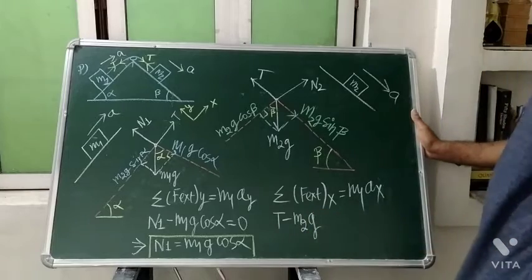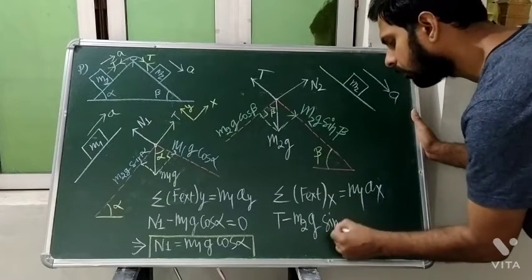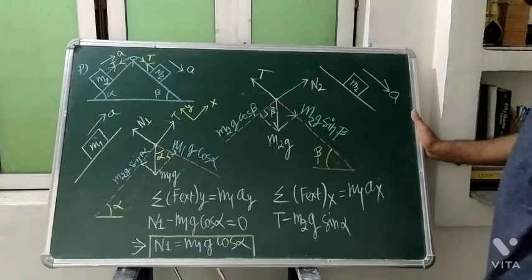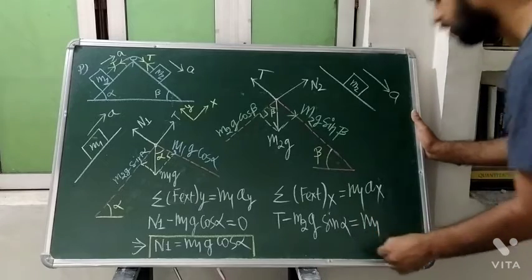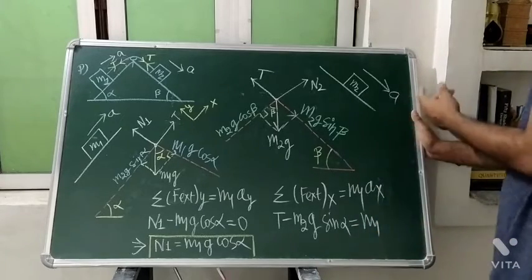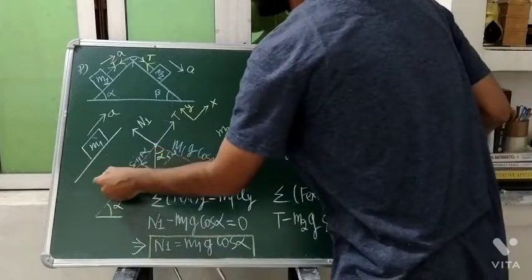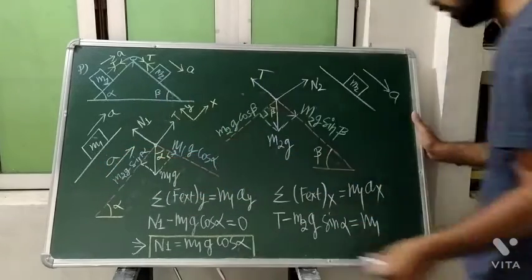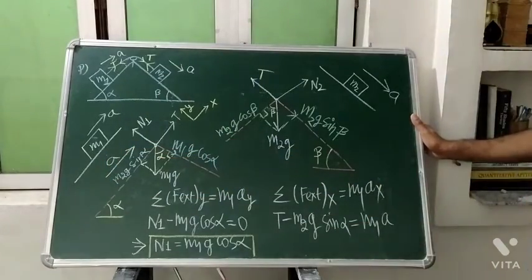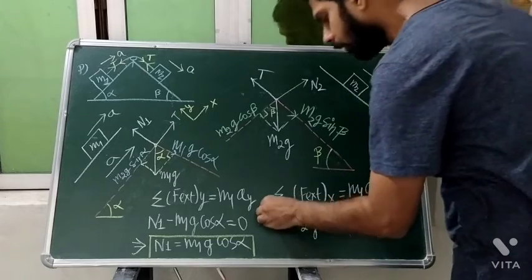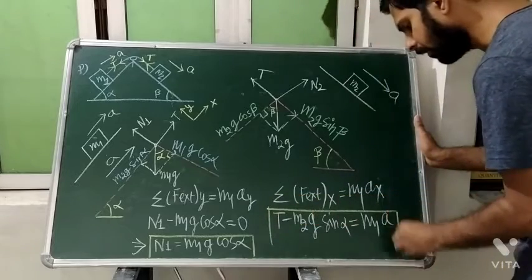m2g sin alpha should be equal to what? Mass times acceleration in the x direction. And of course, student, acceleration in the x direction is our a only. So mass times a. Getting? So when we resolve in the x direction, we will get this.